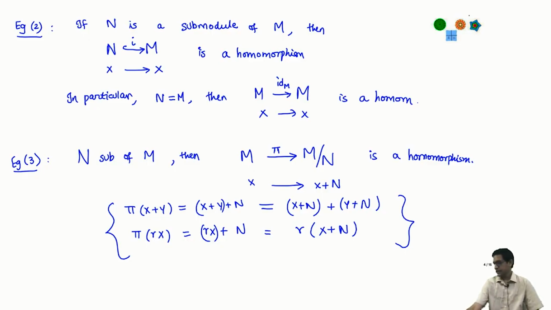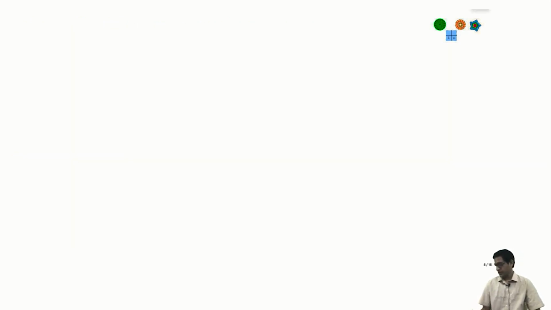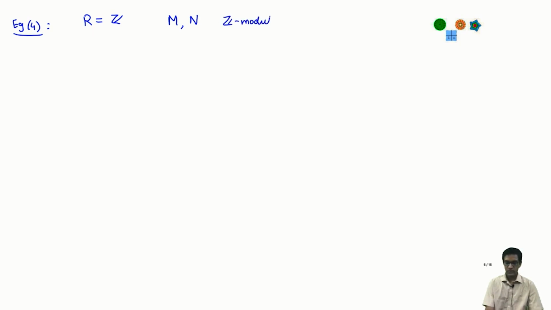So we have these natural classes of examples, the inclusion and the projection maps. Now let's look for other examples. So example 4, if we take our ring R to be the ring of integers, then recall that Z modules are the same as abelian groups. This is the same as saying that M and N are really abelian groups. And what is a homomorphism now from M to N?